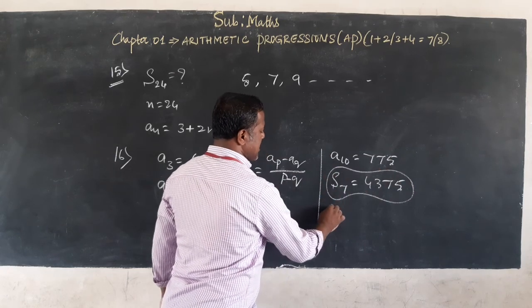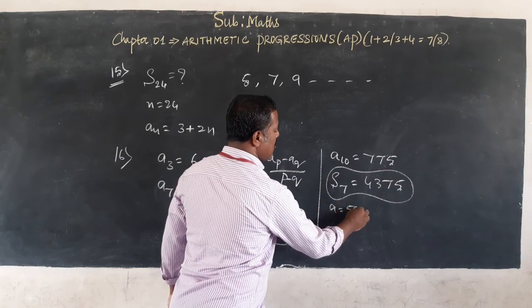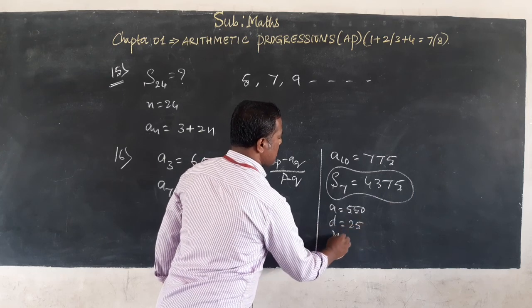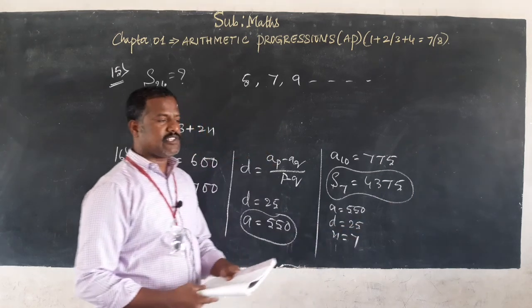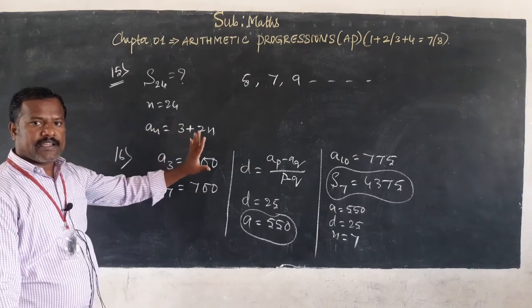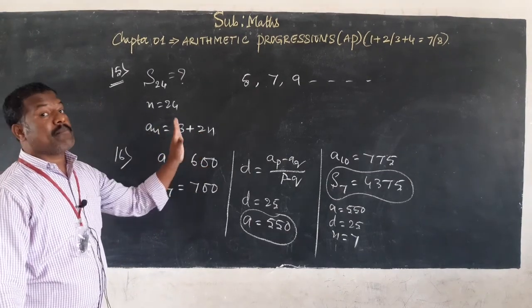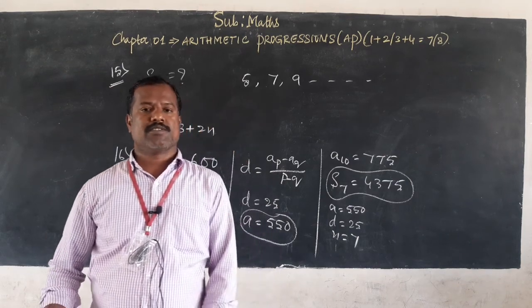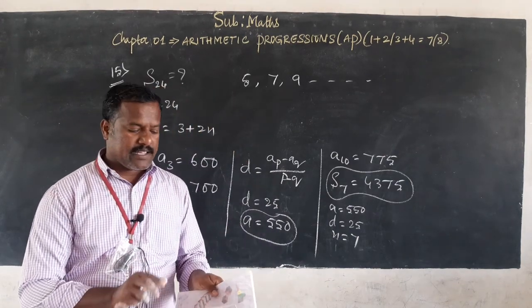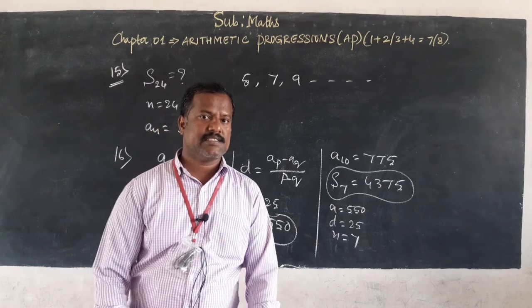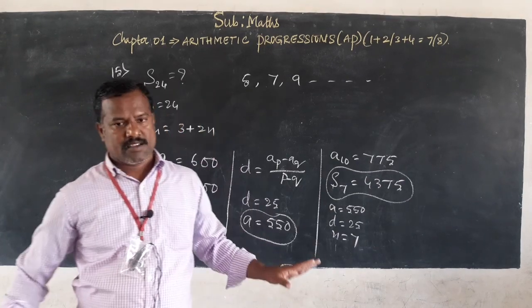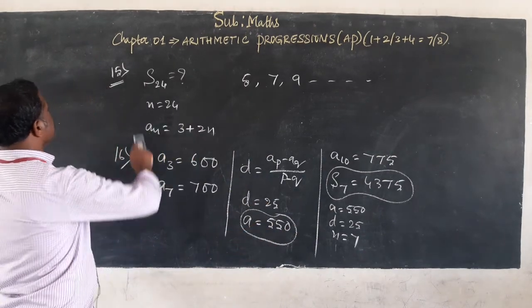The value of a is 550, the value of d is 25. The value of n is 7. Understand, children? Okay. These are the problems in our textbook, the worked example problems. Now let me explain exercise 1.3, first problem. Understand, children? Is it clear to everybody?